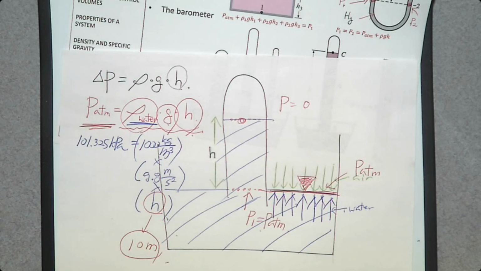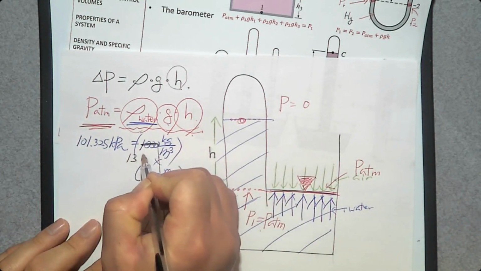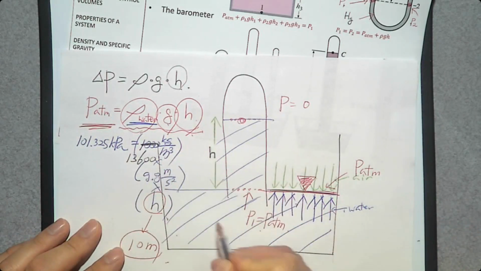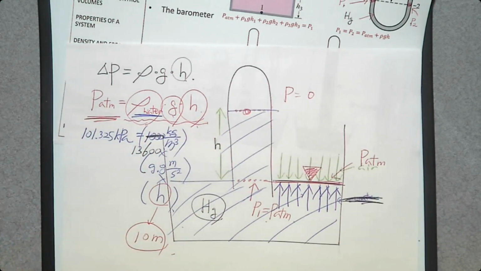Yes, you can use mercury, because water's density, 1,000, is too small. Let's use a heavier fluid. What is the heaviest fluid? Mercury. So its density is going to be 13,600. Now I'm going to change this one with what? Mercury, Hg, not water. Then what is this value? I'm going to recalculate that.